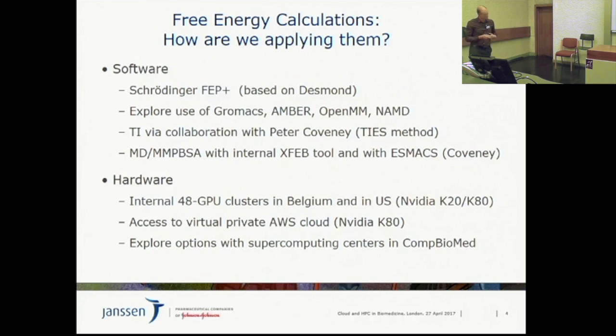What are we doing? And this is definitely what we're doing today. I mean, there's lots happening, so I think this might be a different slide a year from now. But what we're doing today is we have a license to a company called Schrodinger, which has a workflow called FEP+, Free Energy Perturbation Plus, which is based on the Desmond molecular dynamics engine, which we are using quite extensively today. We also are exploring the use of other MD engines.